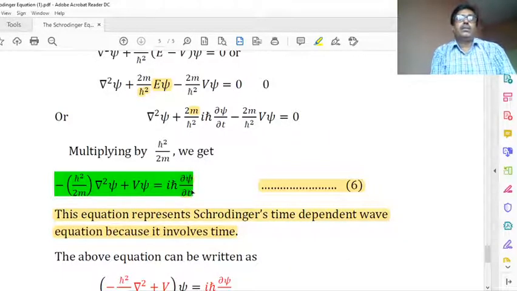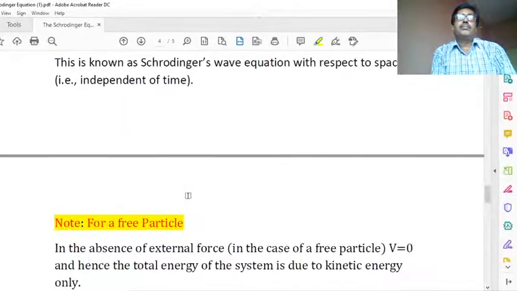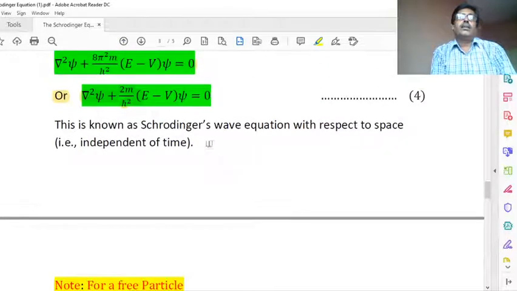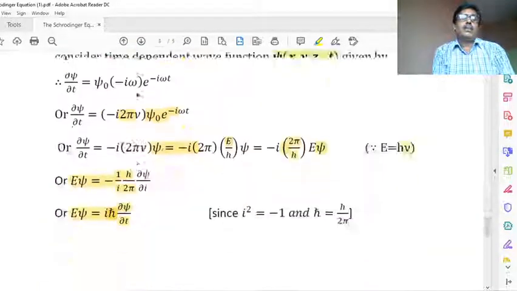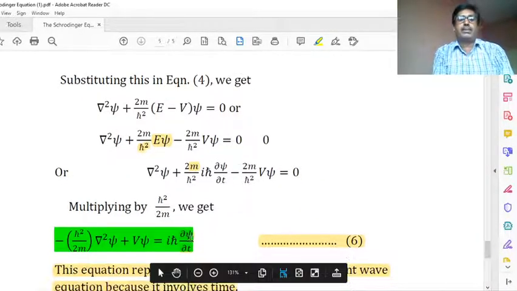Okay, you can see here del psi by del t, and I am returning to equation 4, here it is 0. So this equation does not involve time. So this is the Schrodinger time independent equation, and this equation involves time, so this is the Schrodinger time dependent equation.